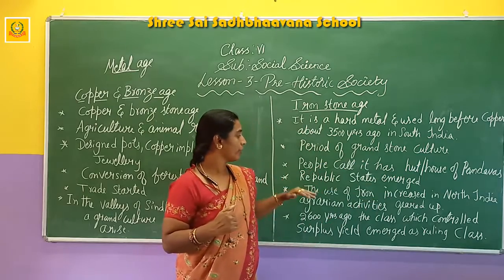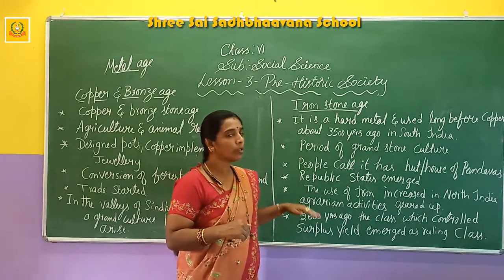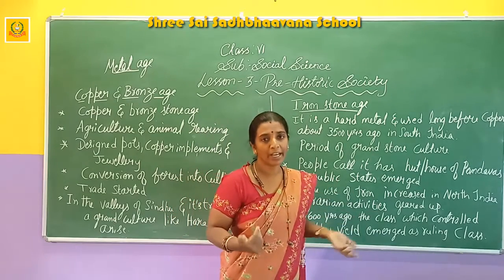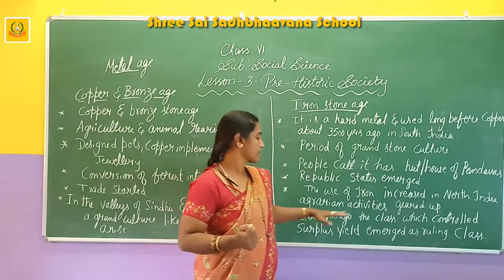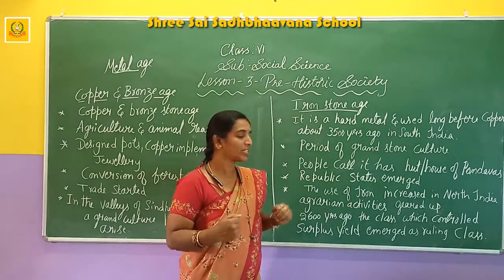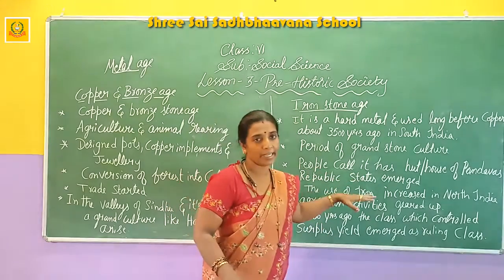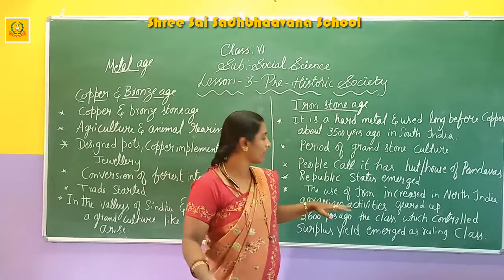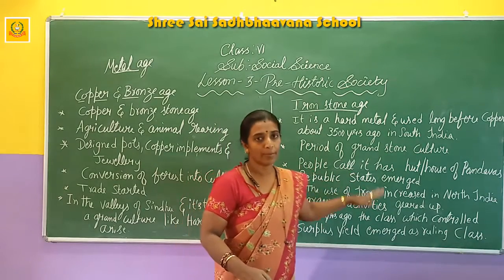And when we come further, the use of iron increased in North India, so agricultural activities geared up and the yield was more. Almost 2,600 years ago, the class which controlled the surplus yield emerged as the ruling class, known as the republic states. Thus the republic states emerged.